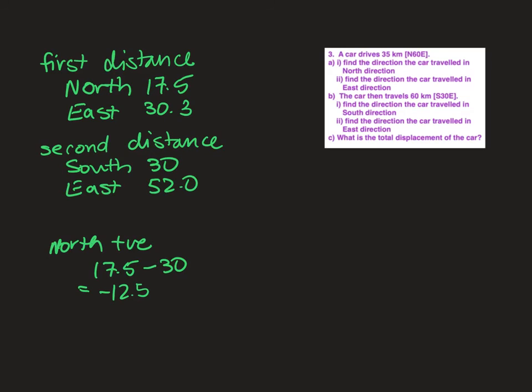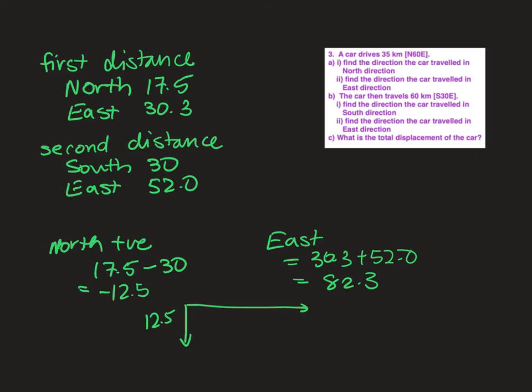And in the east-west direction, I went east both times. So I'm just going to add those together. So now that means when I put my two vectors together, I have a south direction of 12.5 and an east component of 82.3.